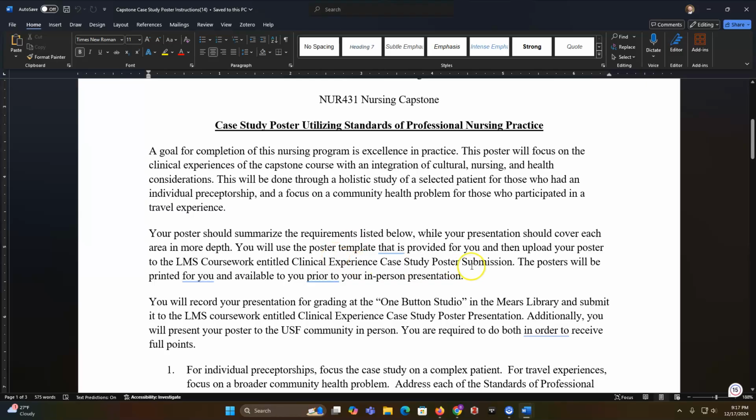This is going to be a case study, so you're going to tell us about one patient. You're going to tell us very in-depth things about this patient. You are also going to make sure that we cannot tell who your patient is.